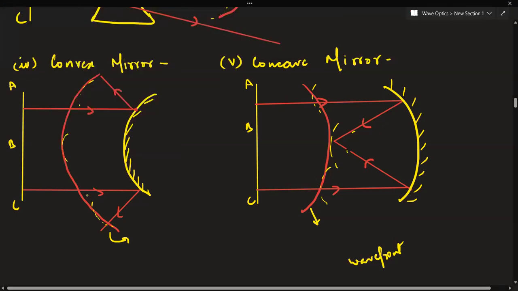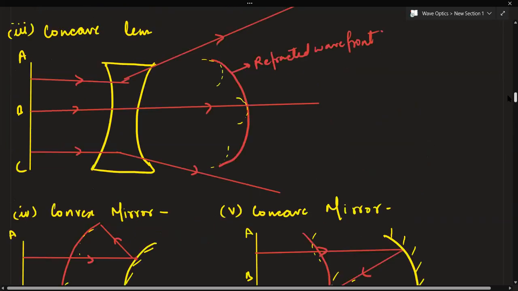These are only what we have been discussing. So these will be reflected now. Reflection is occurring. In the case of a mirror, refraction is not occurring. So this will be a reflected wavefront only. This will also be a reflected wavefront only. It's just that the way we have got them, the refracted wavefront, we are getting these ones.